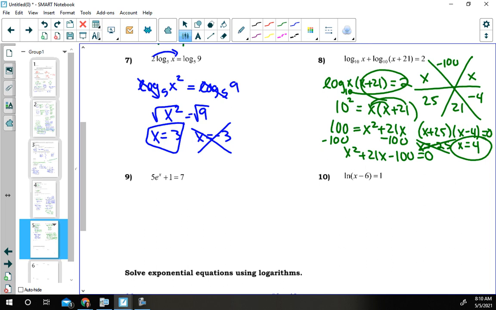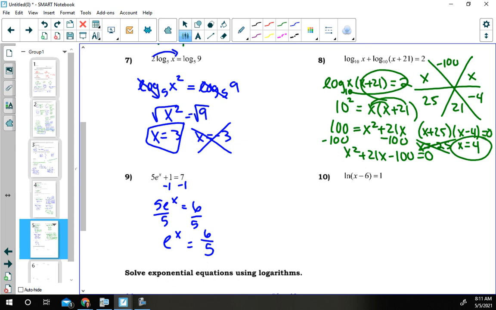Okay, my next one here, I want to get x by itself. So a little bit different because we have an e. Since we're in e, that means my answer is going to have a natural log in it. So if I'm getting the x by itself, I'm going to subtract 1, divide by 5. It's in exponential form.